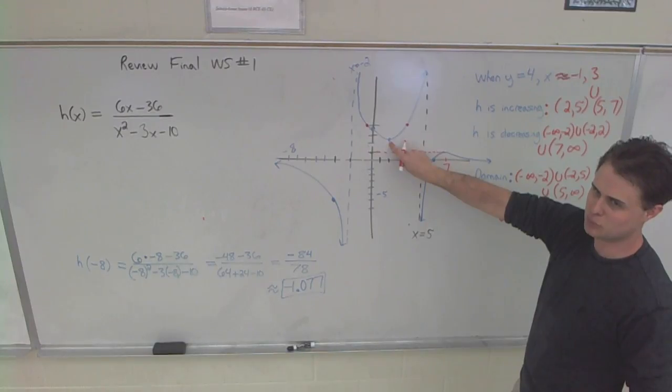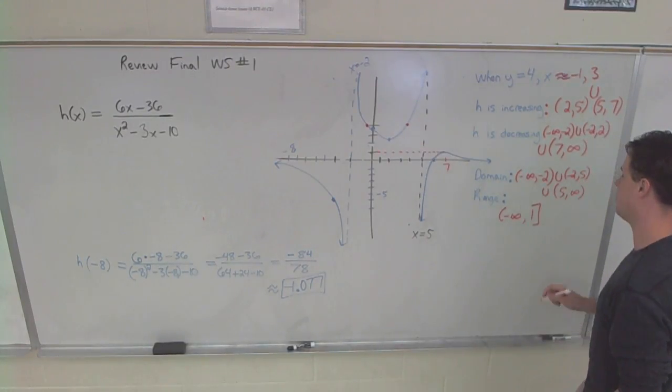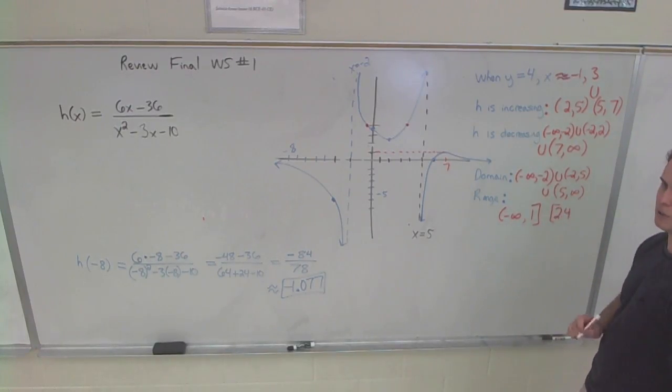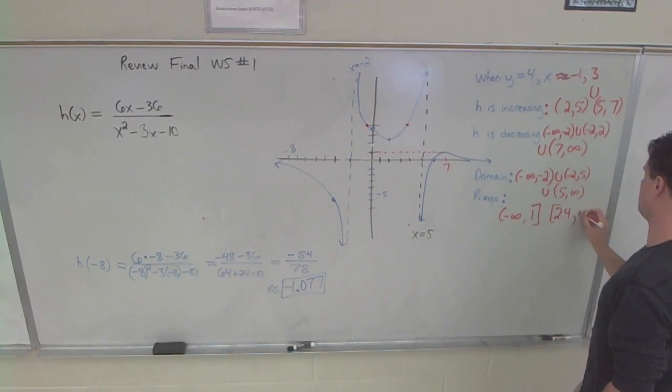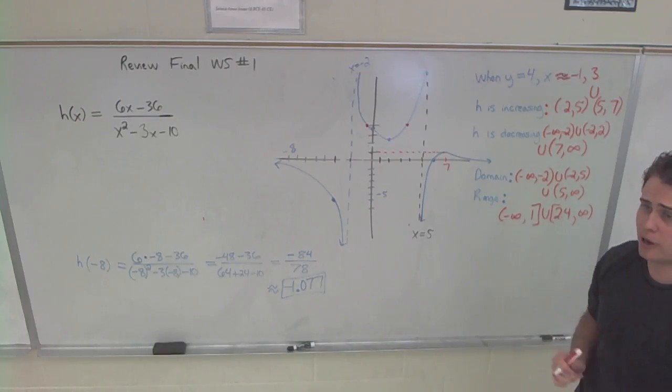I think you guys helped me a second ago. Wasn't it 2.4? So let's pretend that's the actual exact bottom. So then it'd be from 2.4 bracket, and I think this piece keeps going up forever, so to infinity. So remember, when you're talking about domain and range, this is a trickier graph.